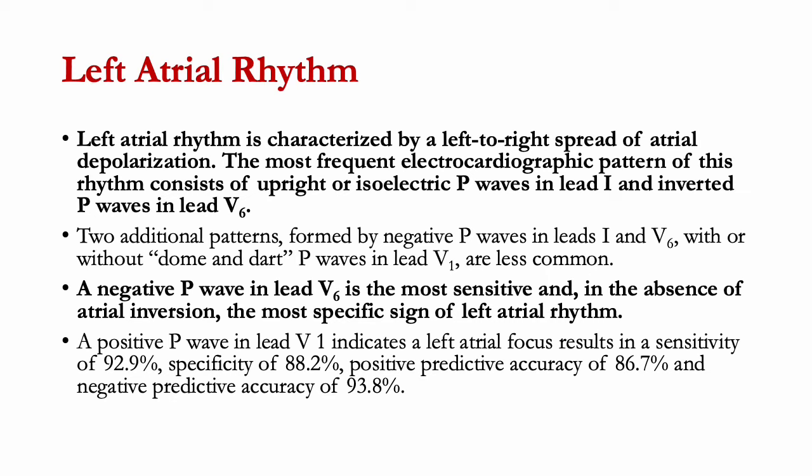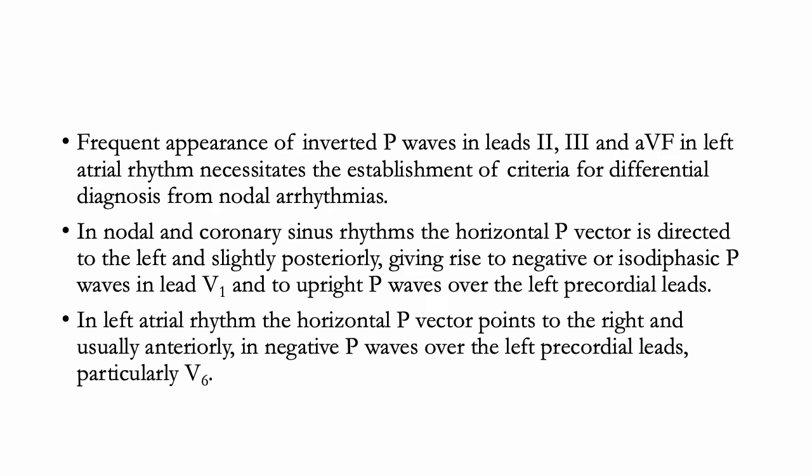Left atrial rhythm is characterized by left-right spread of atrial depolarization. The most frequent EKG pattern of this rhythm consists of upright or isoelectric P waves in lead 1 and inverted P waves in V6. A negative P wave in lead V6 is the most sensitive and, in the absence of atrial inversion, the most specific sign of left atrial rhythm. Frequent appearance of inverted P waves in leads 2, 3 and AVF in the left atrial rhythm necessitates the establishment of criteria for differential diagnosis of nodal arrhythmias.